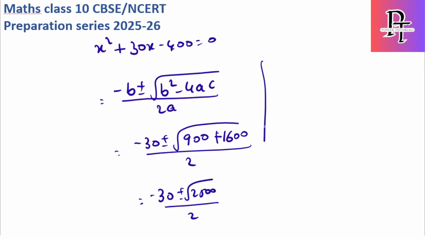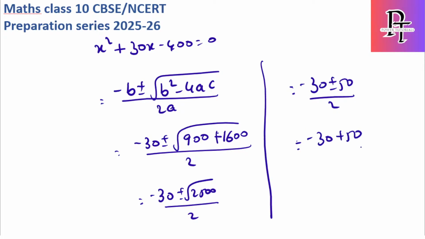What is root of 2500? It is 50. So minus 30 plus or minus 50 by 2. Speed cannot be negative, so I'm directly considering the positive value, which is minus 30 plus 50 by 2. 50 minus 30 is 20, 20 by 2 is 10. The speed of the stream, that is SW, is equal to 10 kilometers per hour.